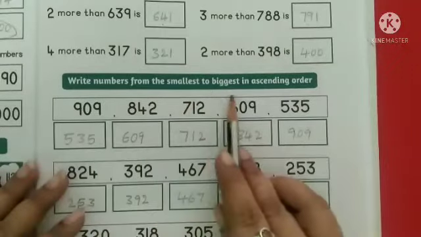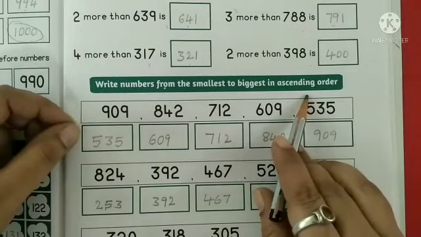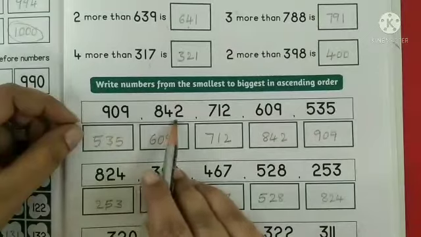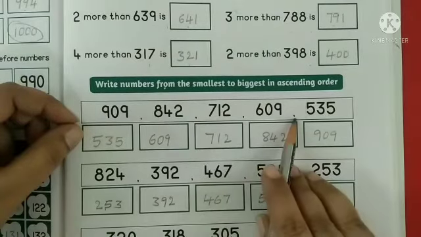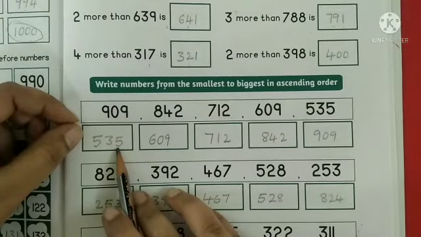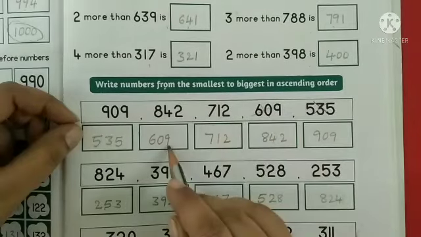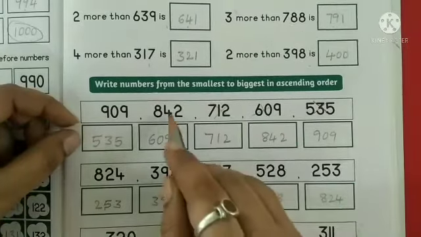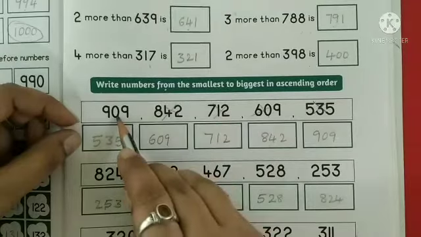Write the numbers from the smallest to biggest in ascending order. Children, you already know, ascending order means arrange the numbers from smallest to biggest. Here they have given 909, 842, 712, 609, 535. When we observe these numbers, 535 is the smallest number. Write 535. Next, 609. Write 609. Next comes 712. Write 712. Next, 842. Write 842. Finally, the biggest number is 909.